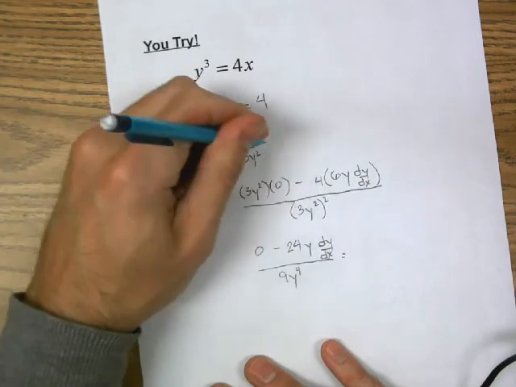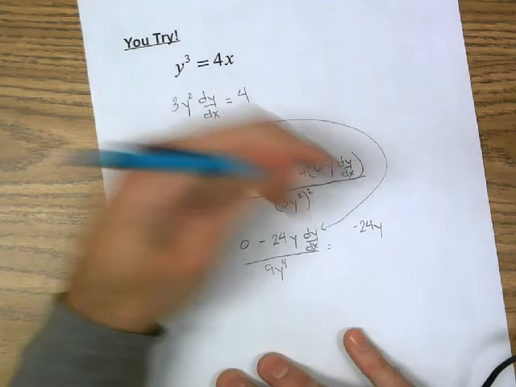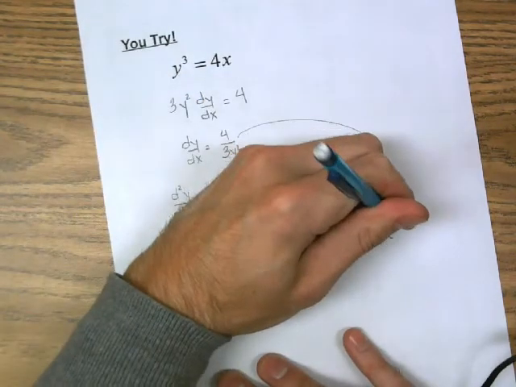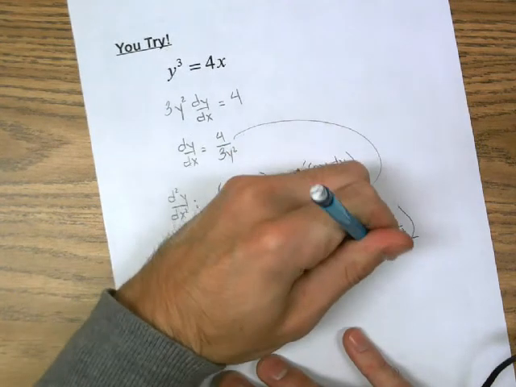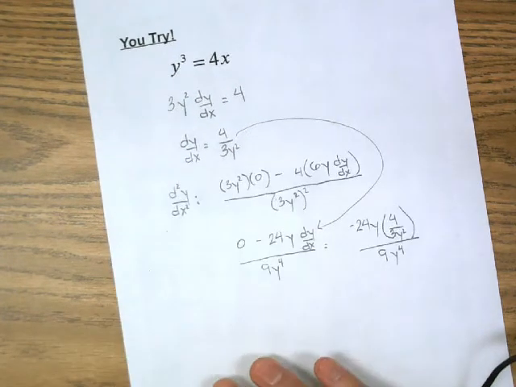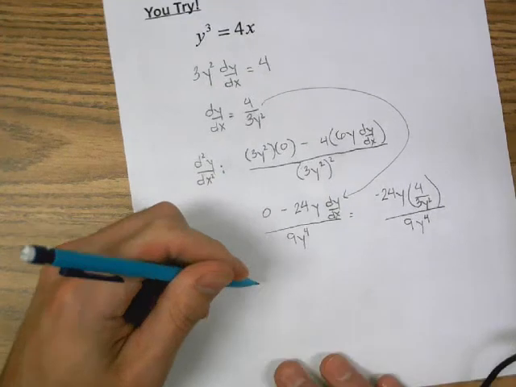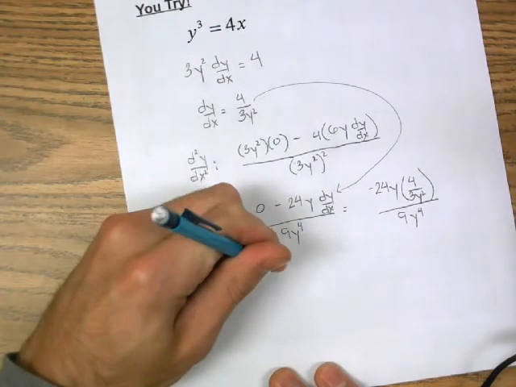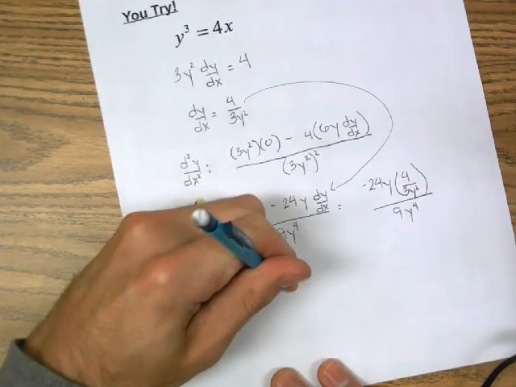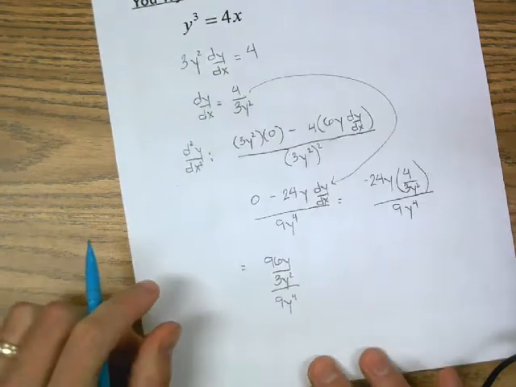I'll plug in my dy/dx from the top here. So this would be negative 24y times 4 over 3y squared, all over 9y to the fourth. Okay, and at this point we're not adding or subtracting fractions or anything. It looks like we don't even have to find common denominators here. We can just multiply straight across. So 24 times 4 is 96, so 96y over 3y squared over 9y to the fourth.